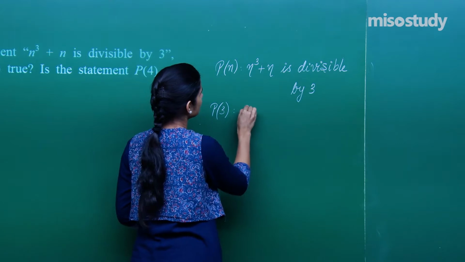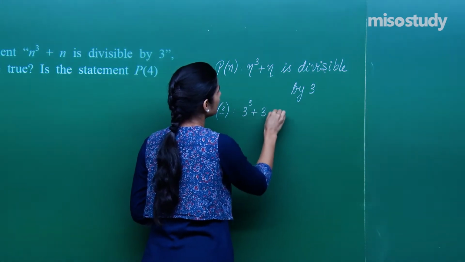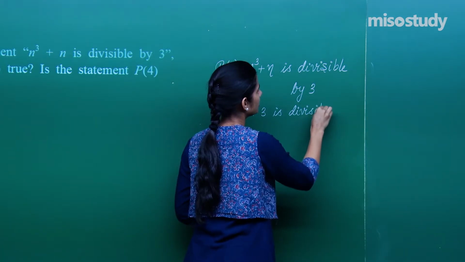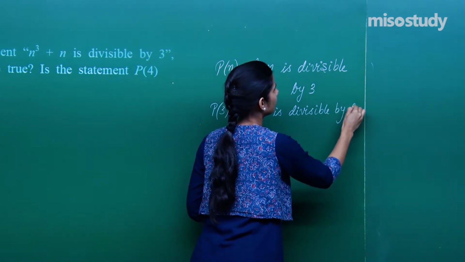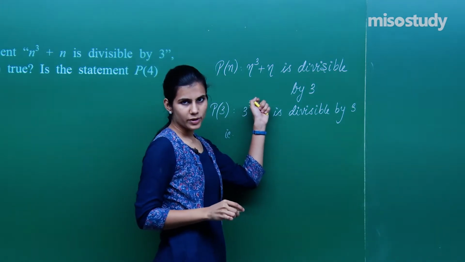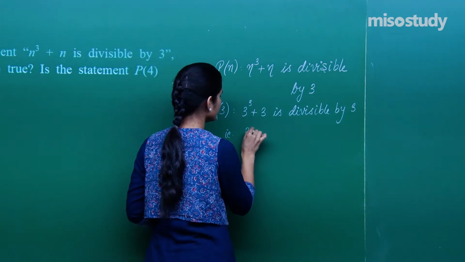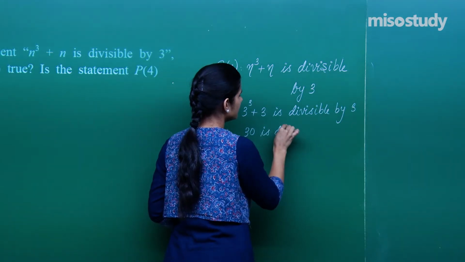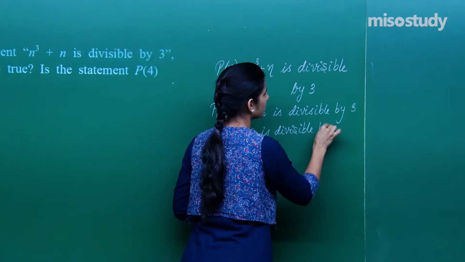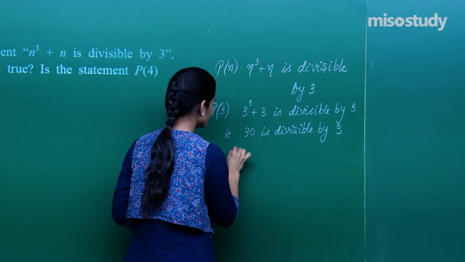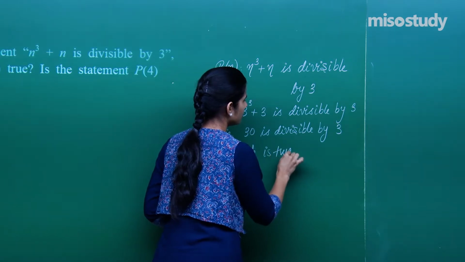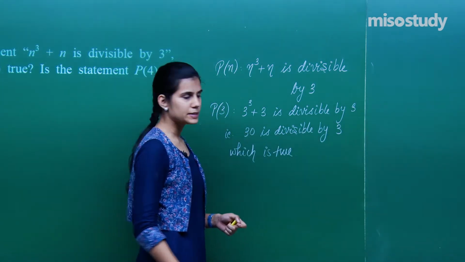P3 says that 3 cube plus 3 is divisible by 3. That is, what is 3 cube? 27, 27 plus 3, 30. 30 is divisible by 3, which is clearly true. 3 into 10 is 30, so 30 is divisible by 3.